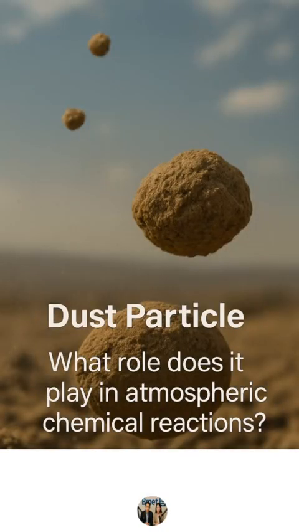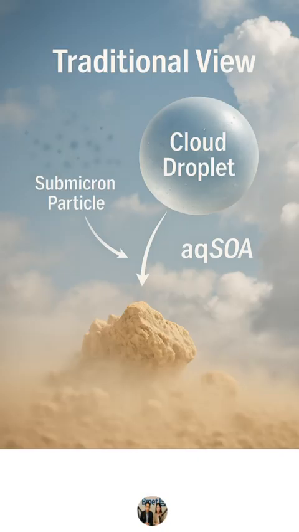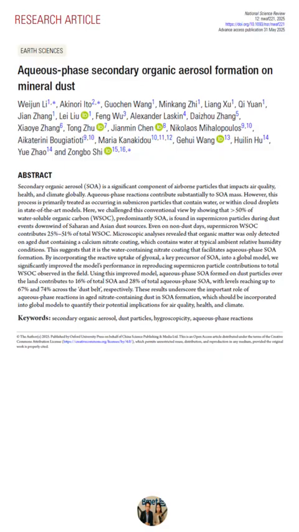So what kind of role do dust particles really play in atmospheric chemical reactions? In traditional atmospheric chemistry theories, secondary organic aerosols, SOA for short, are believed to form mainly in tiny submicron particles, especially inside water-containing cloud droplets. But this groundbreaking study, led by Professor Weijun Li at Zhejiang University, boldly challenges that old view.